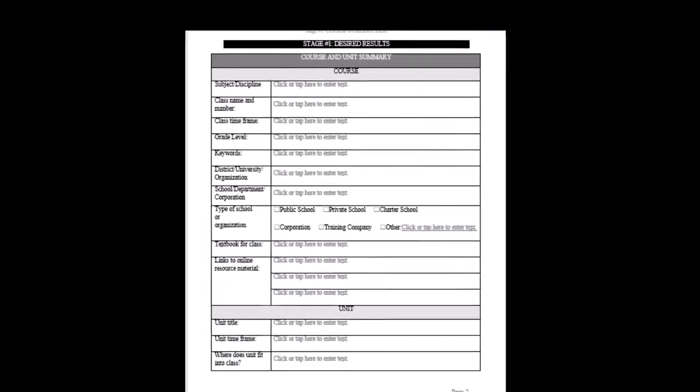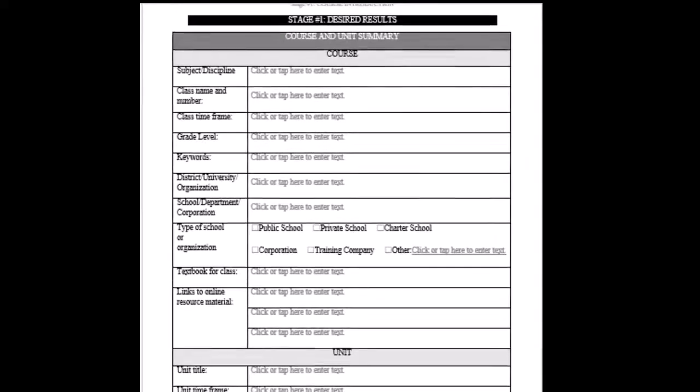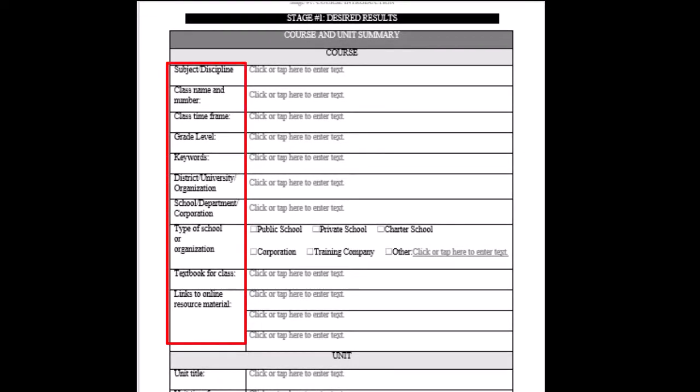So once again, stage one is all about the desired results for your unit. In the course and unit summary section, this has three subsections. The first subsection is the course subsection. In the left column, you'll notice that it asks you to fill in a bunch of information regarding your subject or discipline, your class name and number, your class time frame, grade level, keywords, district, university, or organization that you're working in, your school, department, or corporation that you're working in.